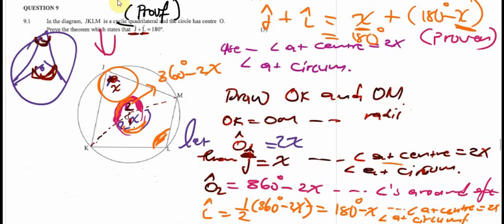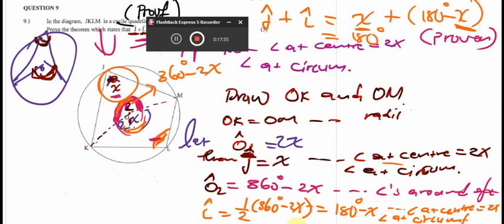So opposite angles of a cyclic quad add up to 180 degrees, or sometimes they just say they are supplementary. Supplementary and adding up to 180 degrees is just the same thing.